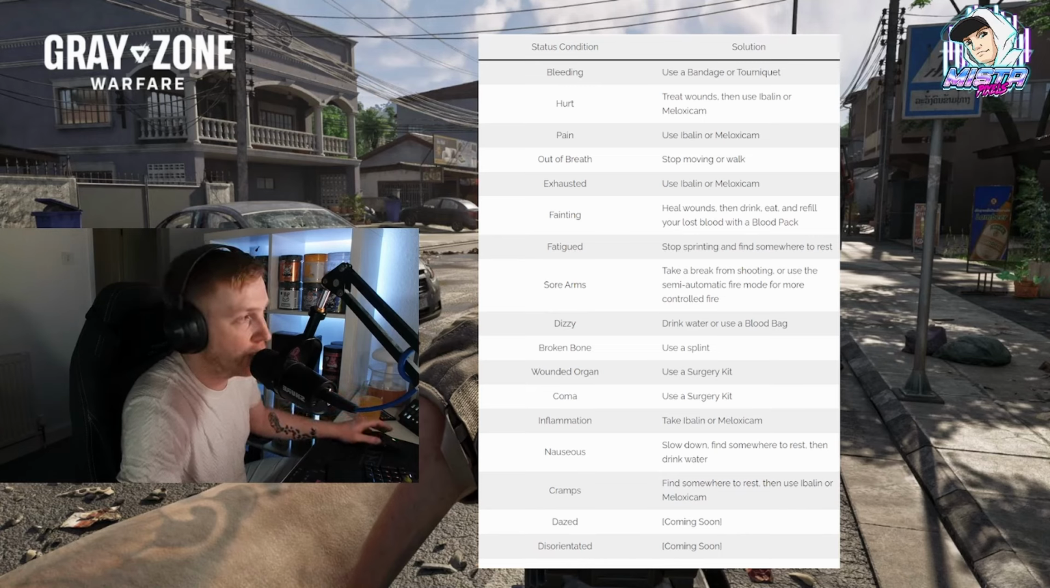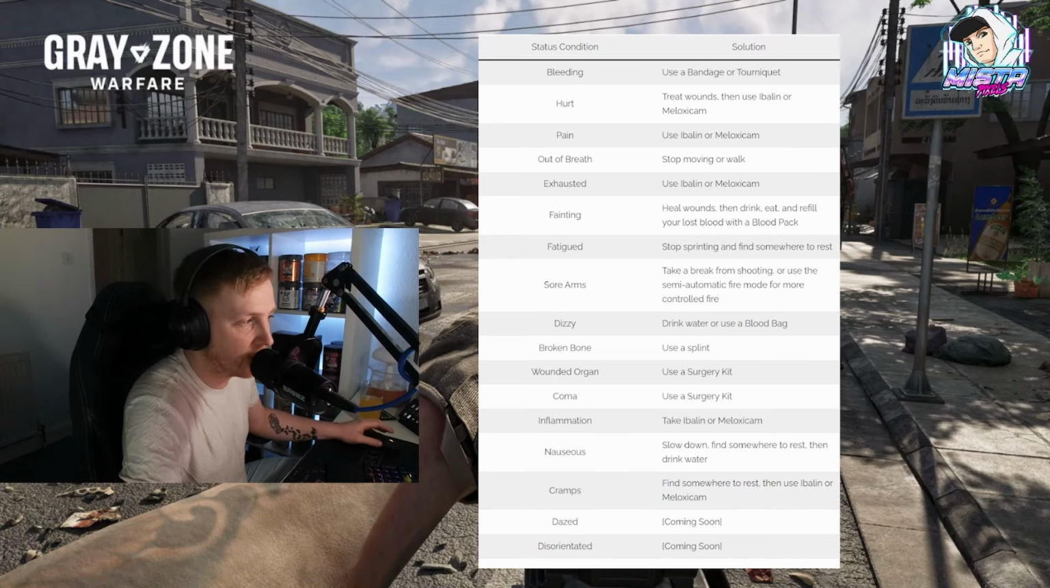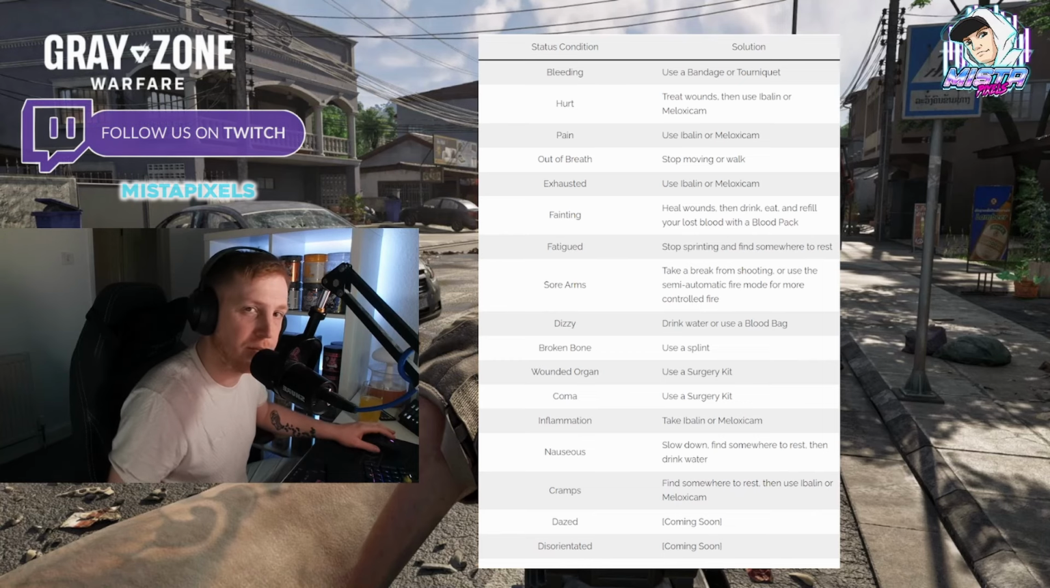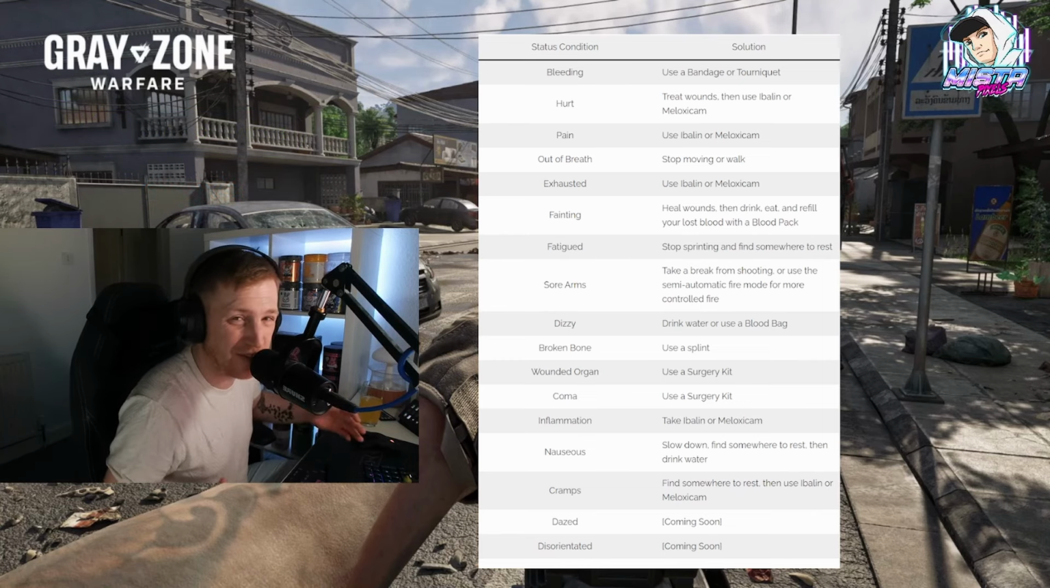Obviously, with bleeding, you just use a bandage or a tourniquet. If you're hurt, just treat wounds. I found myself out of breath and I didn't realize that I had to use surgical kits for a wounded organ. A lot of people don't understand what meds make some things better.